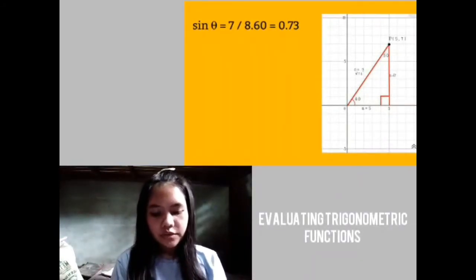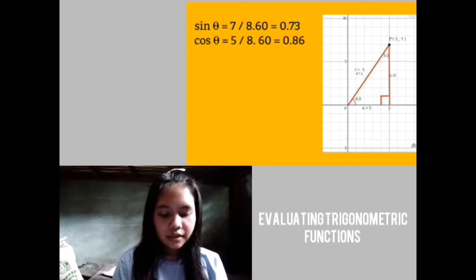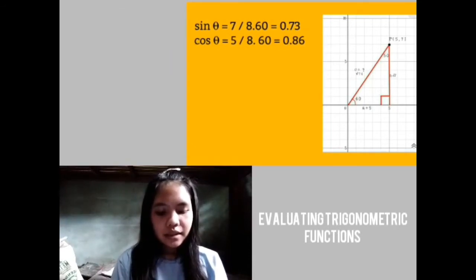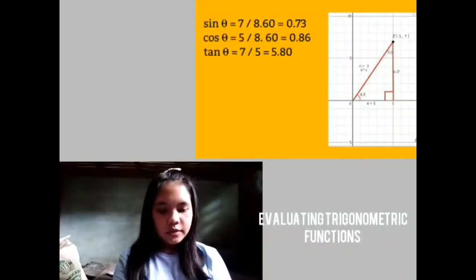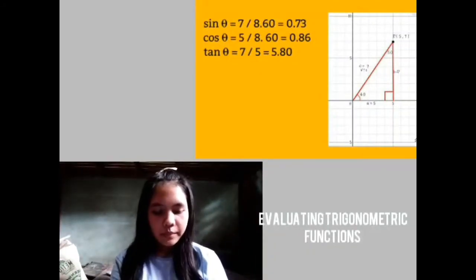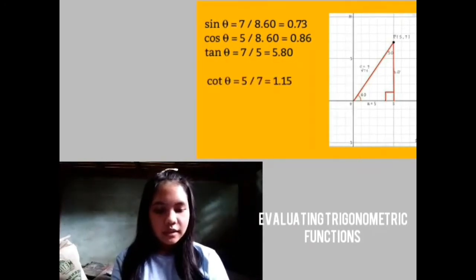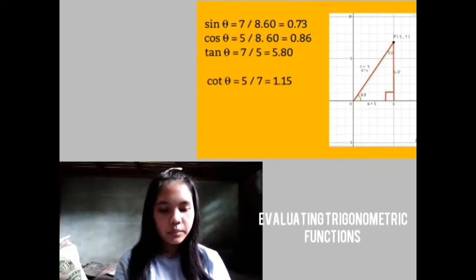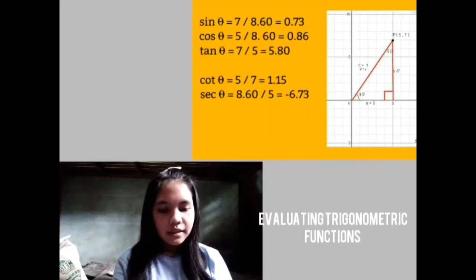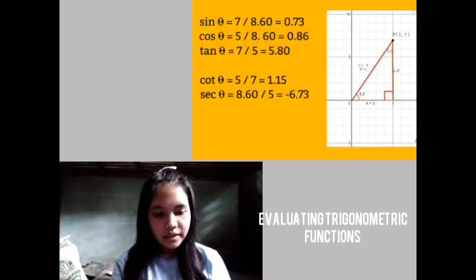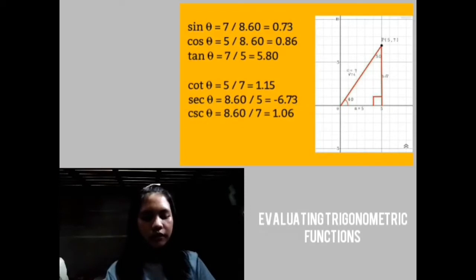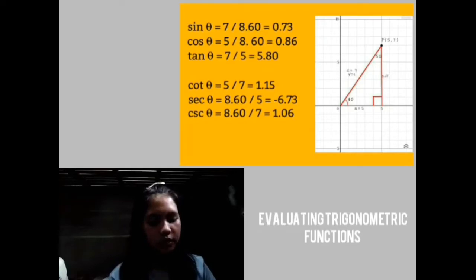0.73. To solve for cosine theta equals 5 over 8.6 equals 0.86. To solve for tangent theta equals 7 over 5 is equal to 5.80. Cotangent theta equals 5 over 7 is equal to 1.15. Secant theta equals 8.60 over 5 is equal to negative 6.73. To find cosecant theta equals 8.60 over 7 equals 1.06.